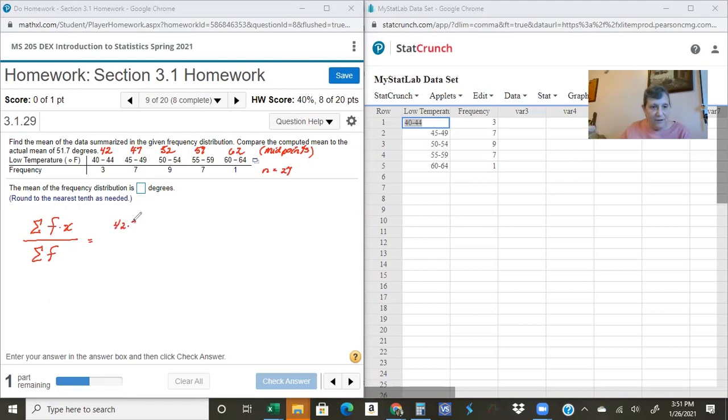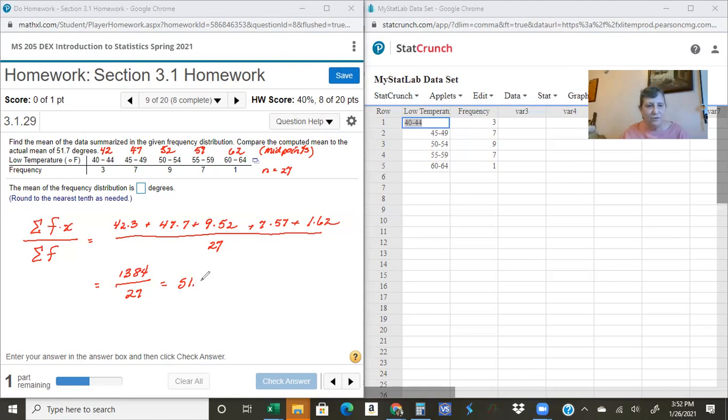So it's going to be 42 times 3 plus 47 times 7, because we're saying there are 3 numbers that are approximately 42, 7 that are approximately 47, 9 that are close to 52, 7 57s, plus 1 62, and then we're going to divide that by 27. That's going to give us, looks like about 1384 divided by 27, I get 51.2, 0.259, but it'd be 51.3 if we go to the nearest tenth.